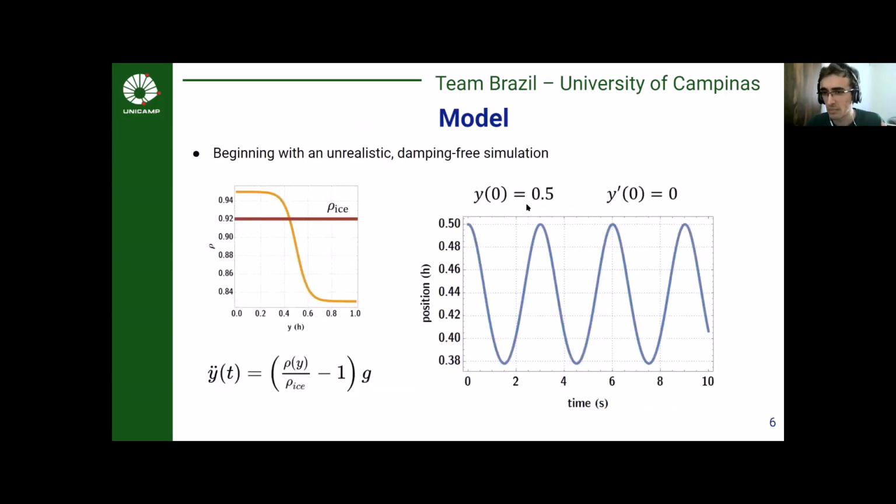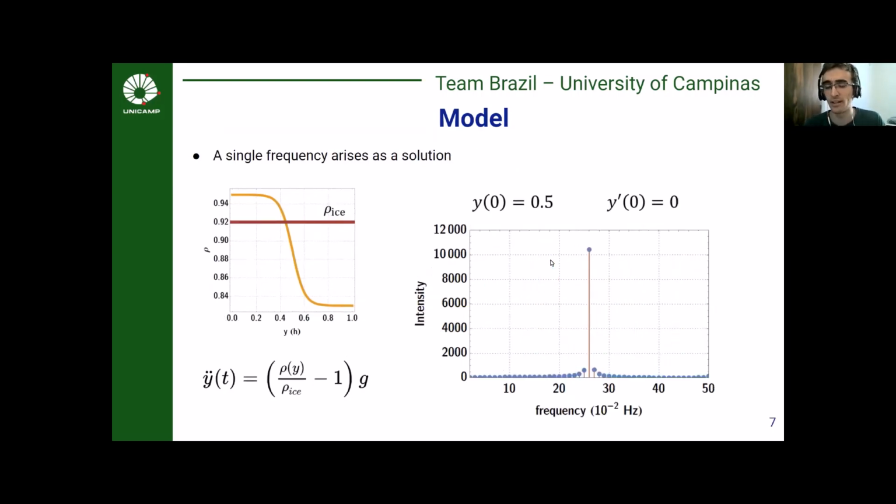Now let's begin with a very simple, unrealistic, but bear with me, model. We just have a comparison between the buoyancy and the weight forces, and we have an appropriate density distribution, which is shown on the graph on the left. The density of the ice is somewhat more tilted towards the vegetable oil. When we make the simulation, the result is a clear oscillation, and we can do a finite Fourier transform just to confirm that there's a single frequency composing this result. But this is still very unrealistic.